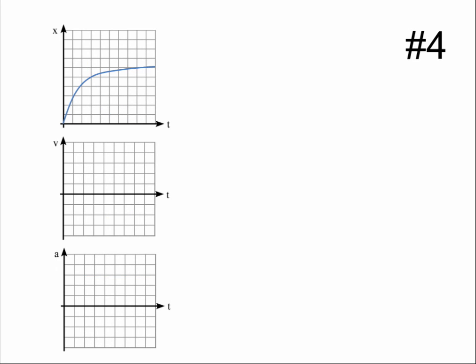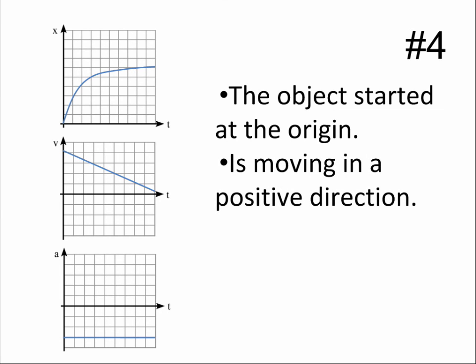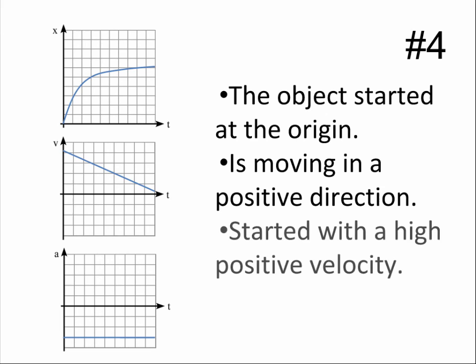Last one. This is the graph that you're given. The starting position is 0, moves in a positive direction. The VT starts at a high positive and moves to 0, which looks like this. The AT then would be negative because the V is going down from left to right. So the object started at the origin, or 0, is moving in a positive direction. Starting velocity was high positive, and this object is slowing down.